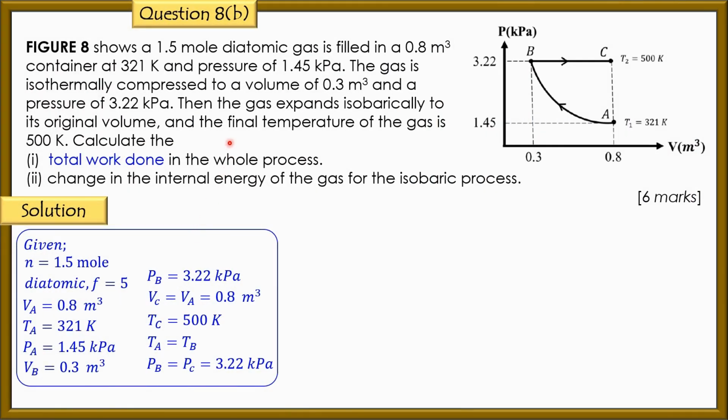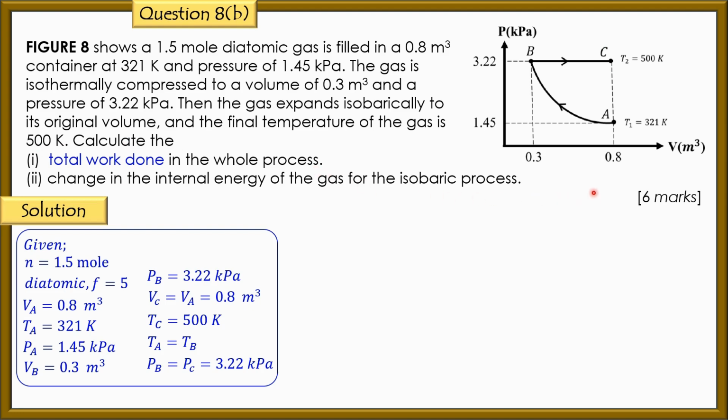Question number 8b. The figure shows a 1.5 mole diatomic gas filled in a 0.8 meter cube container at 321 Kelvin and pressure of 1.45 kilopascal. The gas is isothermally compressed from A to B to the volume of 0.3 meter cube and pressure 3.22 kilopascal. Then the gas expands isobarically to its original volume, which is C. And the final temperature of the gas is 500 Kelvin. So we need to calculate the total work done in the whole process.